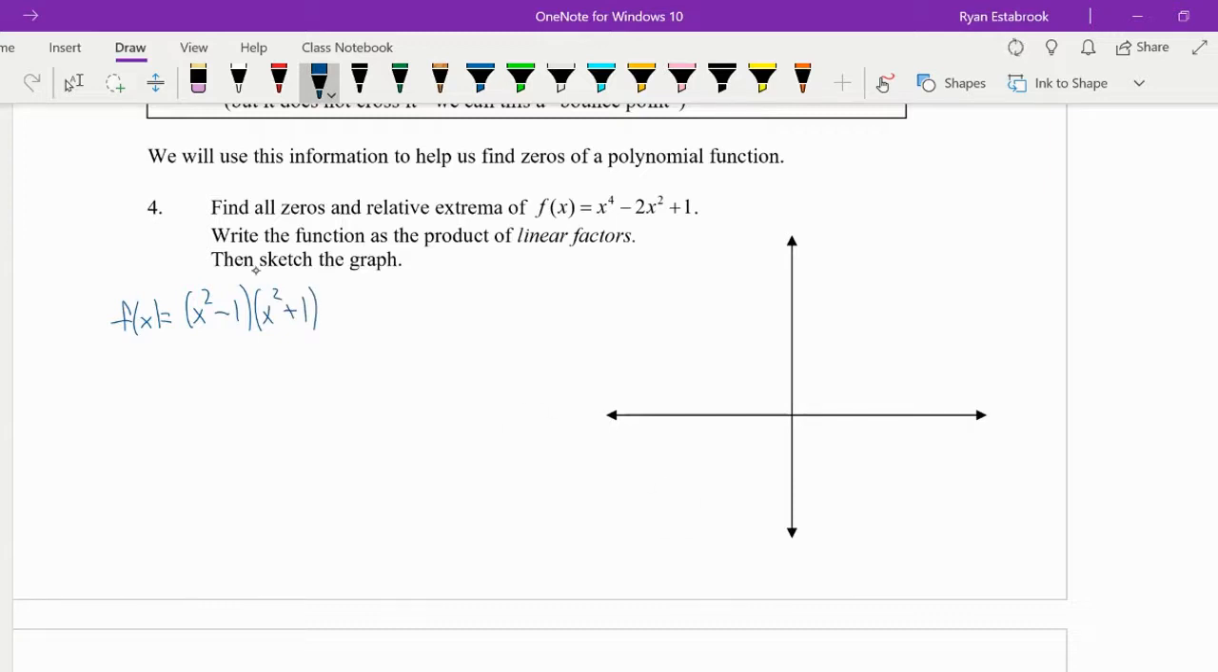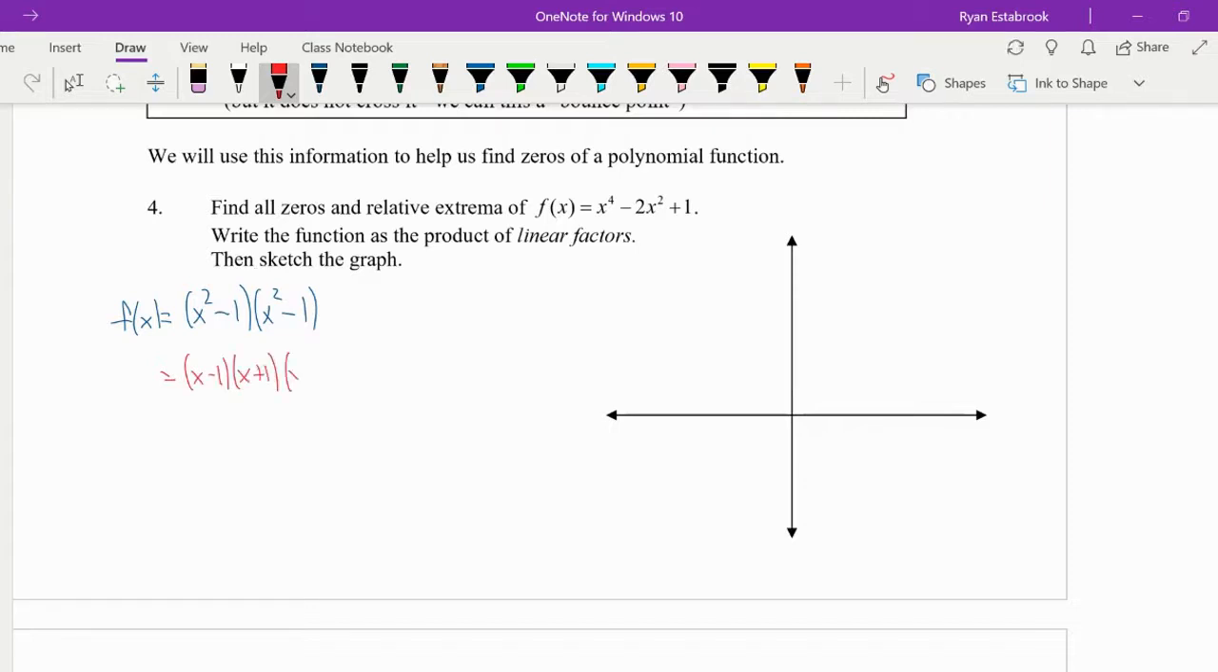And if I go further with this, oops, it's not even correct. It's x squared minus 1 for the second one. They multiply to positive 1 for the last terms, and the first terms multiply to x to the 4th. The inside product and the outside product will combine to give us negative 2x squared. Okay, so then from there, the first part will factor as a difference of squares, x minus 1, x plus 1.